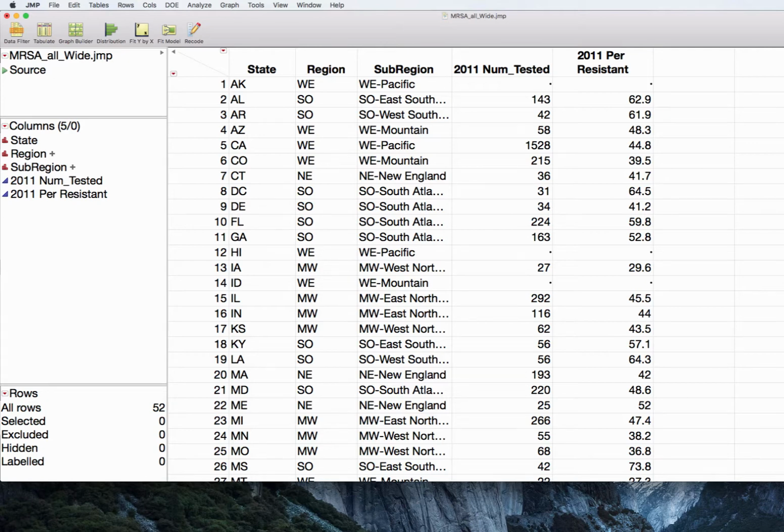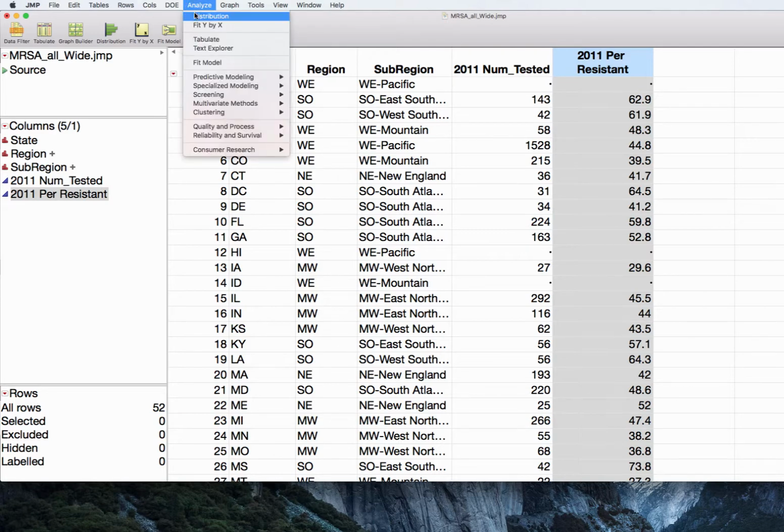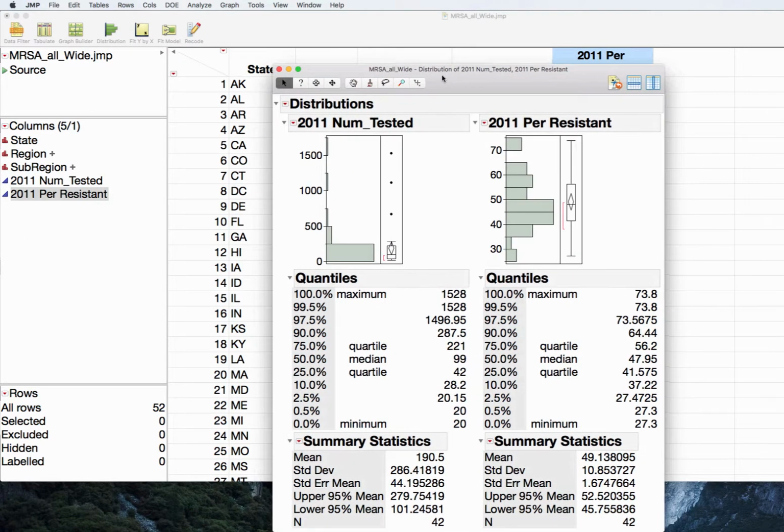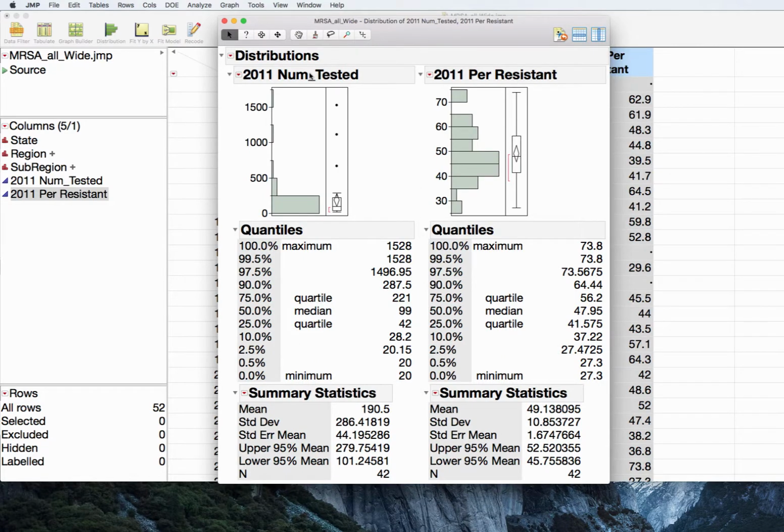Now let's take a look at how to assess for an association between two variables when the assumptions associated with the linearity normality-based methods are not warranted. So here I have the number of samples tested in 2011 and the number of percentage resistant samples in 2011. We can go and do a distribution on both of these variables. And if you recall, the number tested was a skewed variable that is not normally distributed.